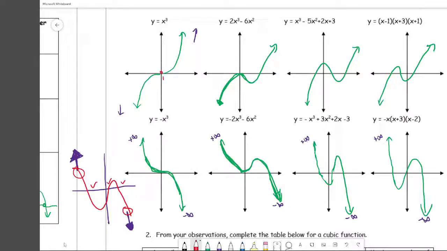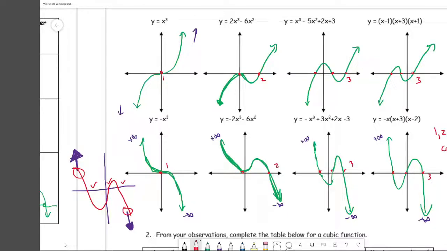So here, this would have one x-intercept. This one had 2. This one had 3. This one had 3. This one had 1. This one had 2. This one had 3. And this one had 3. So it seems clear that we can have 1, 2, or 3 x-intercepts.